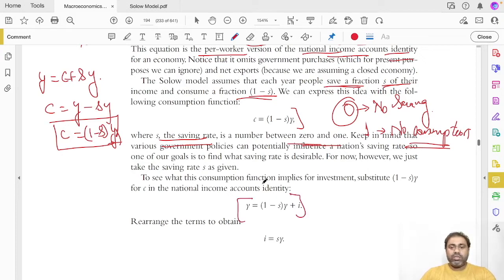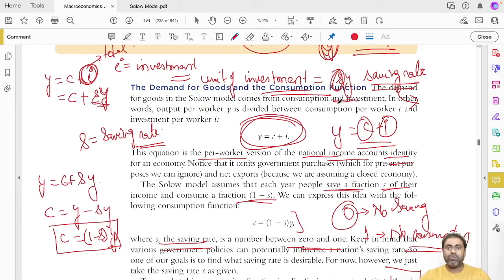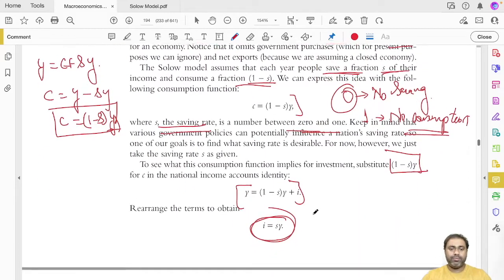To see what this consumption function implies for investment, substitute. So again, we are going to substitute this. So this is what we are going to get. What I had written over here. So I had written SY. So it's the same thing. Okay.